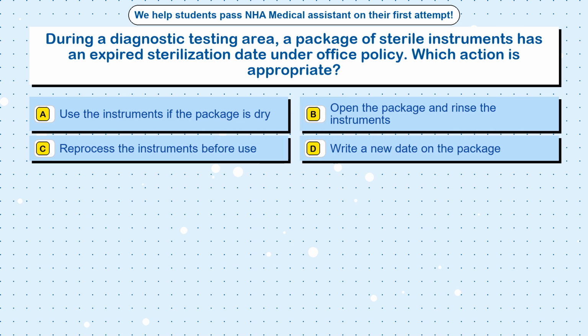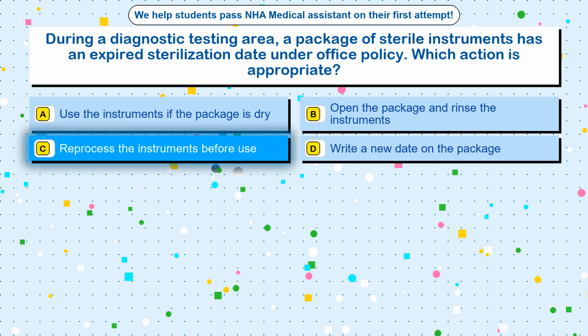Question 44. During a diagnostic testing area, a package of sterile instruments has an expired sterilization date under office policy. Which action is appropriate? Option A, use the instruments if the package is dry. Option B, open the package and rinse the instruments. Option C, reprocess the instruments before use. Option D, write a new date on the package.